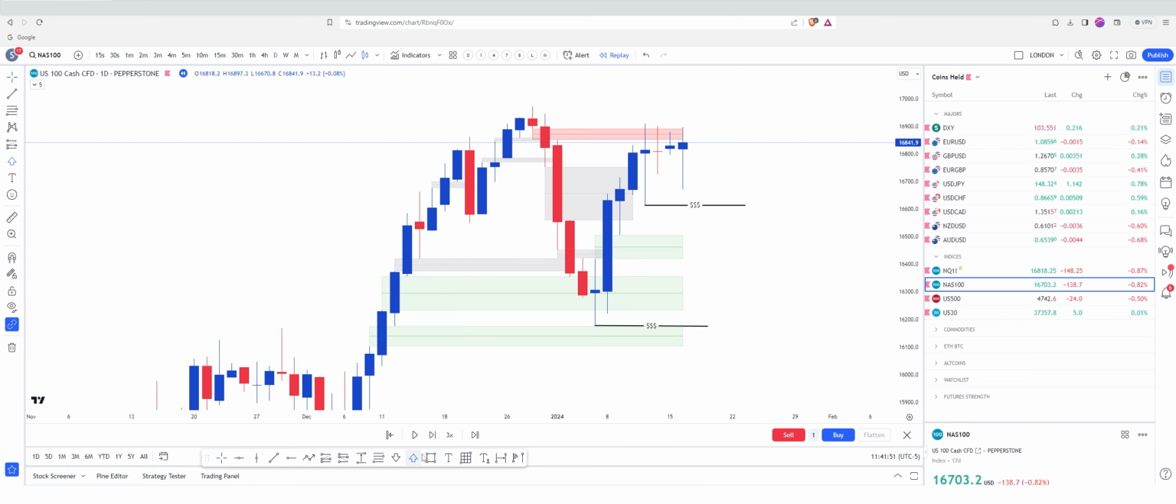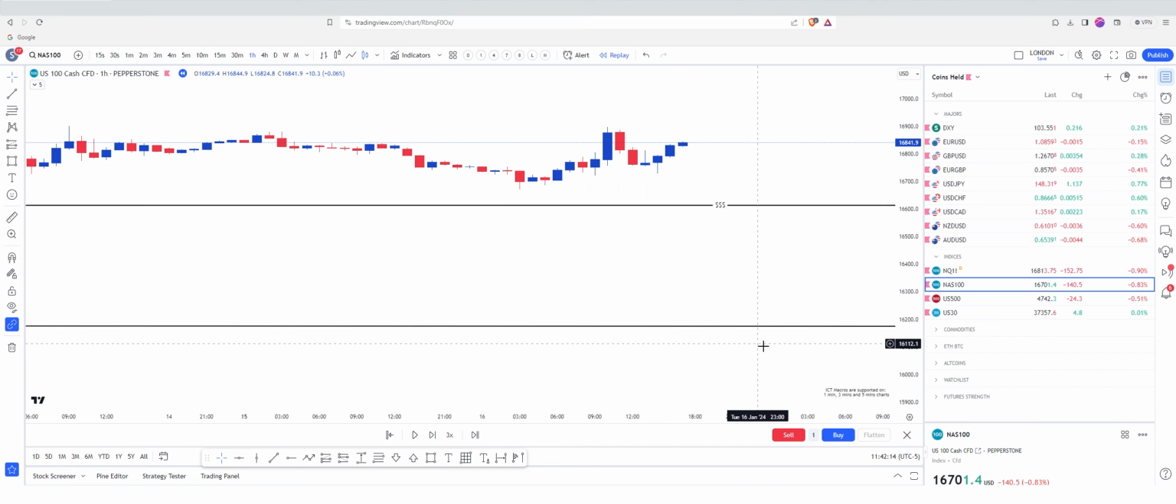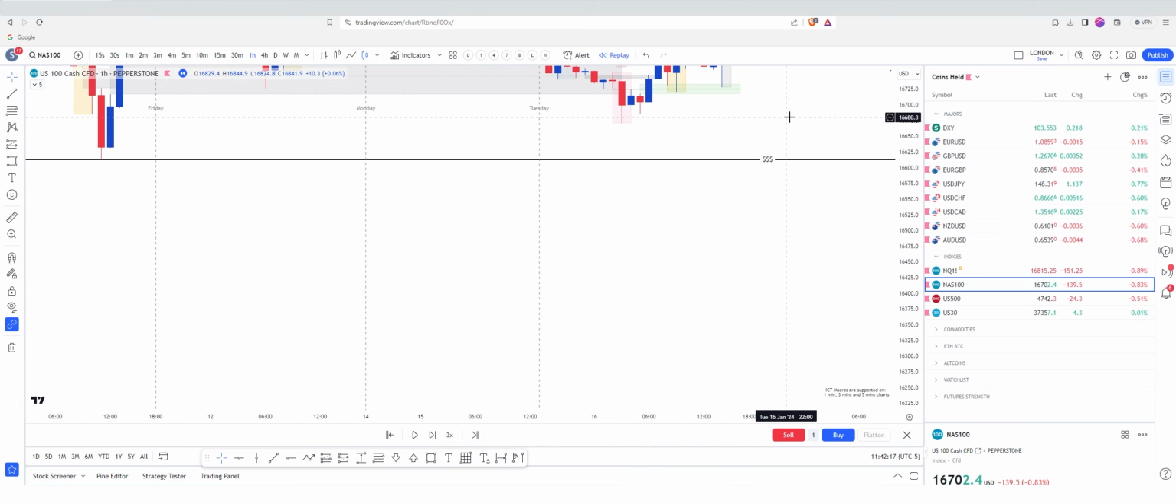We do have this inversion fair value gap, so this is just something to be aware of. Kind of playing ping pong between this inversion fair value gap and that bearish fair value gap. But on the basis of how I'm establishing bias, we should be delivering from internal liquidity to external liquidity, which would be a swing low. So let's stick with the bearish bias on the Nasdaq.